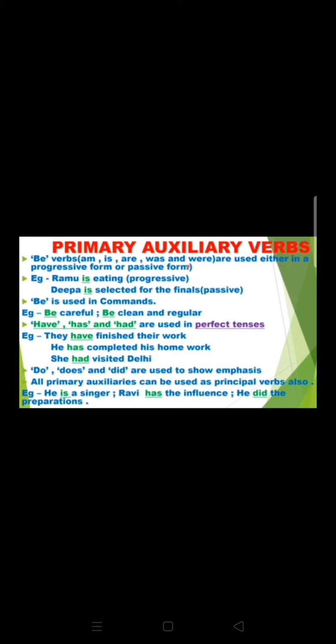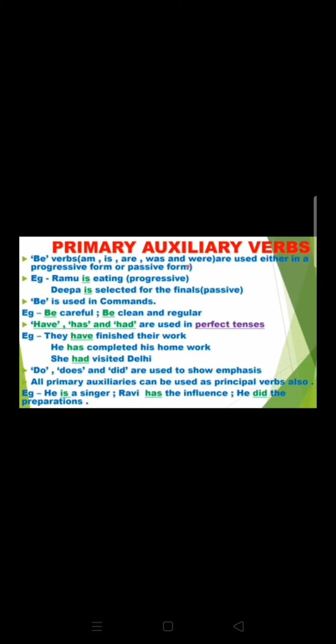Primary auxiliary verbs. Be verbs. Am, is, are, was, and were are used either in a progressive form or passive form. For example, Ramu is eating. This is progressive form. Deepa is selected for the finals. This is passive form. Be is used in commands. Example, be careful, be clean and regular.